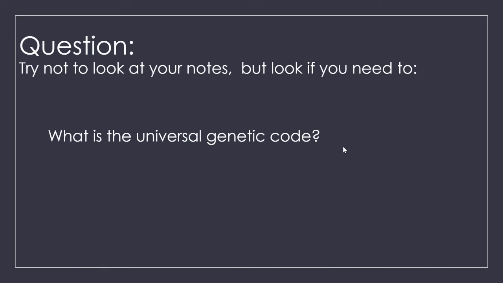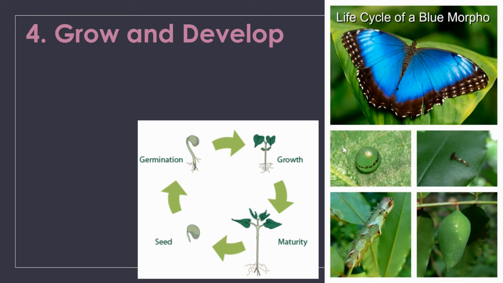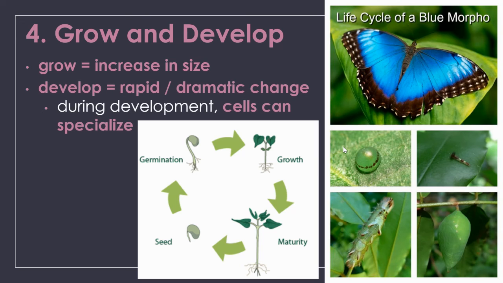All right, what is the universal genetic code? That's DNA. And which type of reproduction results in offspring with identical DNA to their parents? That's asexual reproduction. And the last thing is that living organisms all grow and develop. So part 4 of our characteristics of living things is that living things grow and develop. And you can see that here with the blue morpho butterfly, but grow just means to increase in size. And develop means to actually change.